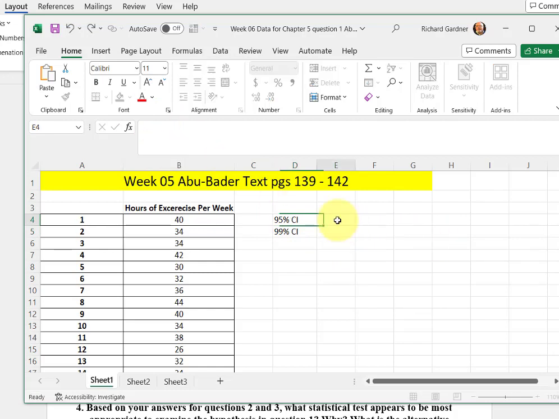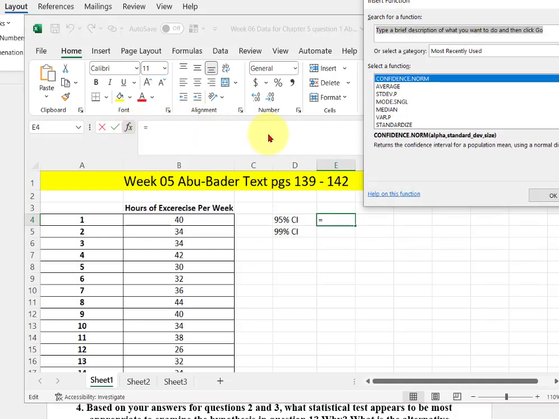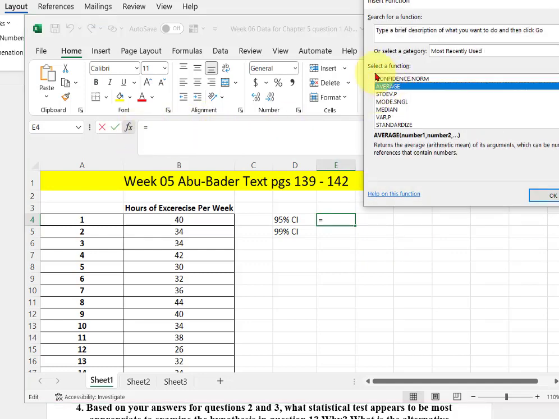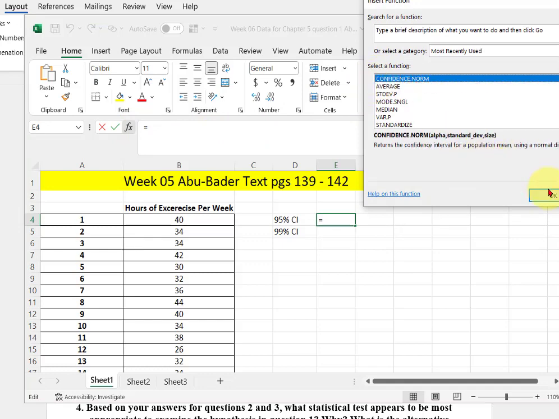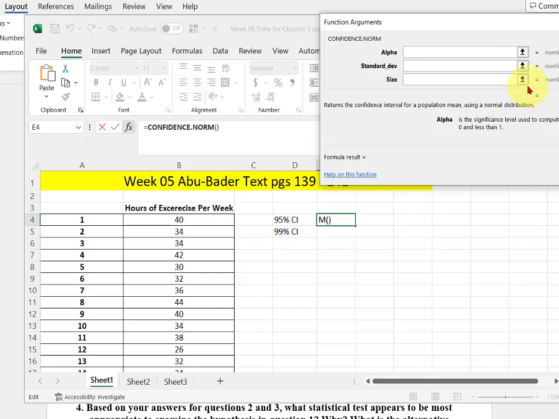So I'm just going to pick a cell, any cell. I'm going to go to the function bar. And there it is right there, confidence norm. That's going to give us the margin of error. We're going to click OK. And it wants the alpha. Remember, 1 minus the confidence interval is the alpha, right? The level of confidence, which is the same thing as confidence interval. So for 95%, 1 minus 95% is 5%, which is 0.05, right?